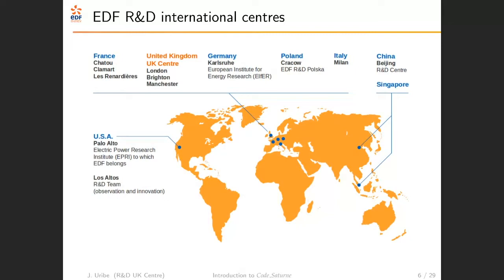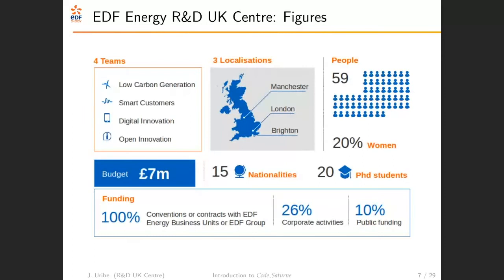We're based in the UK in 3 different sites at the moment. Manchester is one of them, where we have the Modeling and Simulation Center together with the University of Manchester. So we're about 60 people in the UK, with many different nationalities working at very different types of research and development.